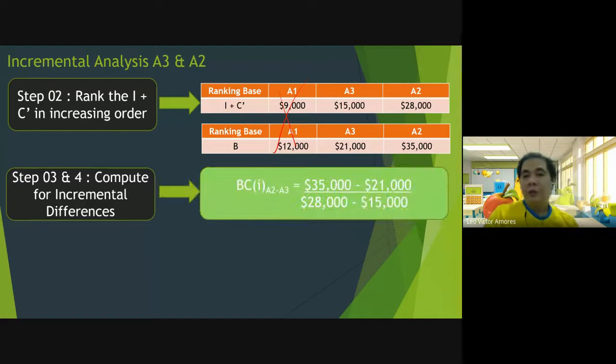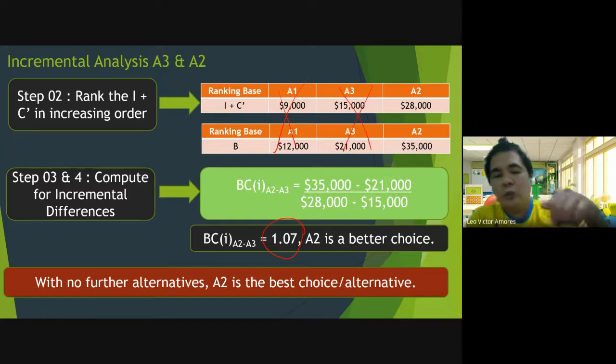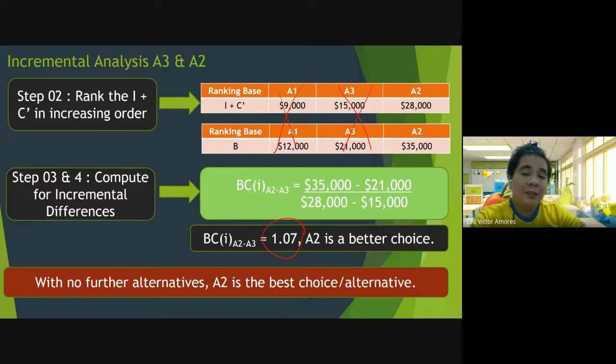Number 2, you'll have to compare A3 and A2 already. After getting the incremental BC ratio, you get a value of 1.07. Therefore, A2 is a better choice. So A3 is eliminated. So, when it comes to decisions in terms of incremental BC ratio, in this flow, you can say that A2 is a better choice compared to your A1 and A3.